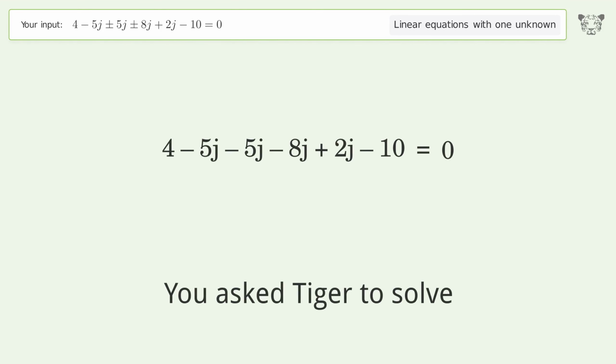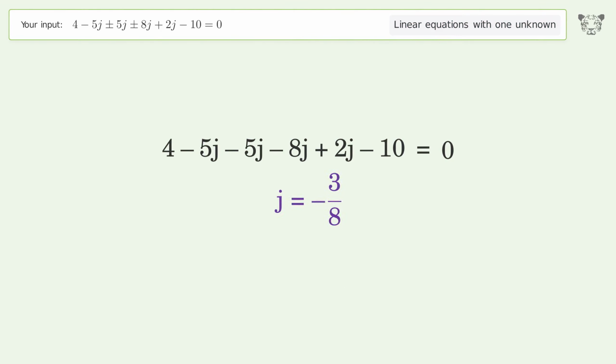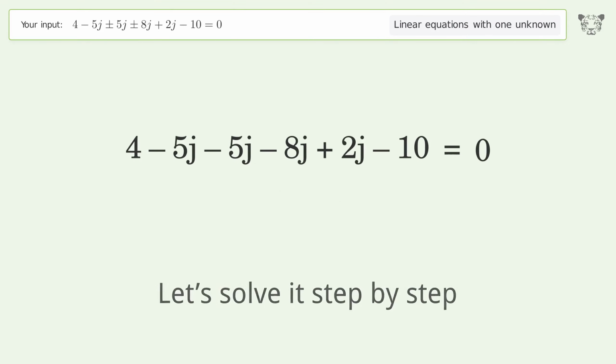You ask Tiger to solve. This deals with linear equations with one unknown. The final result is j equals -3/8. Let's solve it step by step.